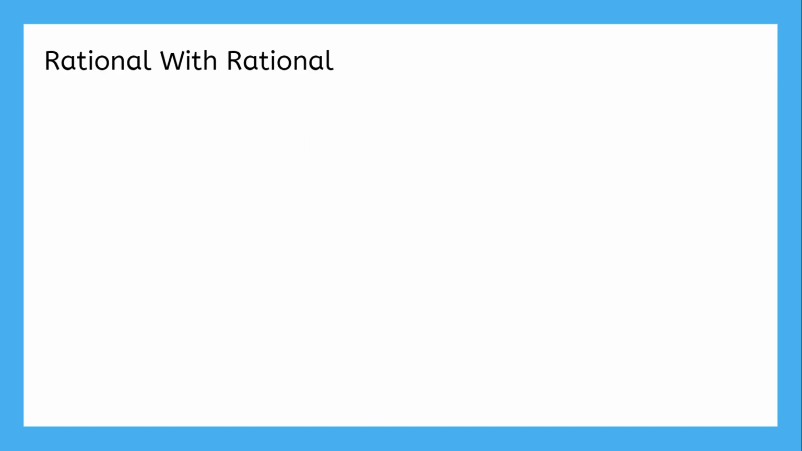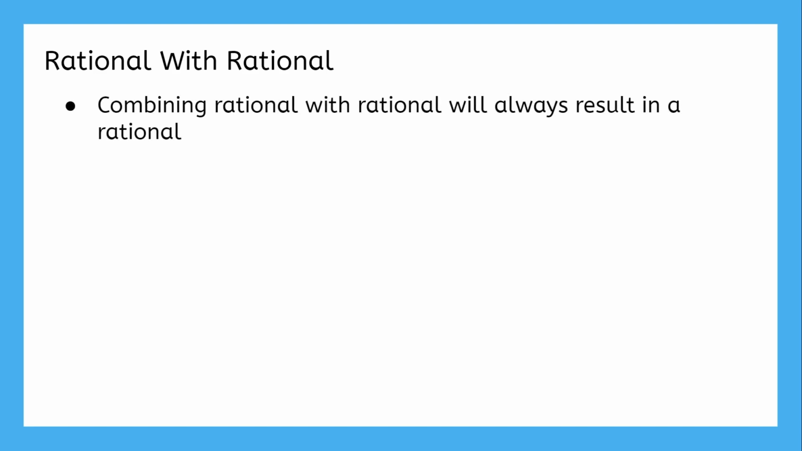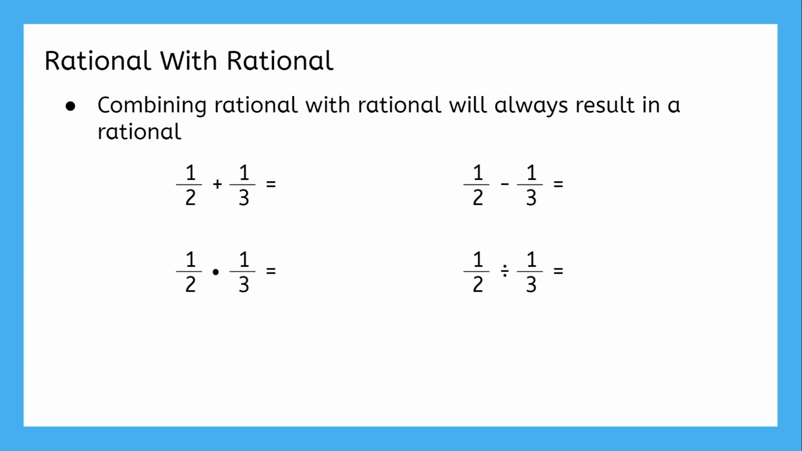First, let's get the easy one out of the way, combining rational numbers with other rational numbers. You've never had to worry about this before, because combining rationals with rationals will always result in another rational. This is because all rationals can be written as a fraction. And what happens when you add, subtract, multiply, or divide fractions? You just get another fraction.